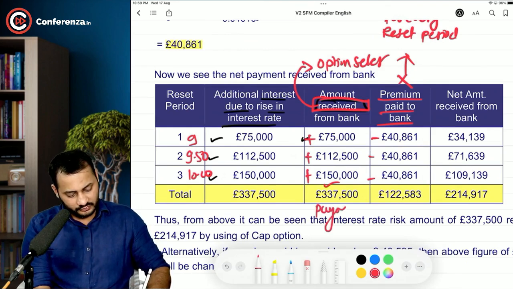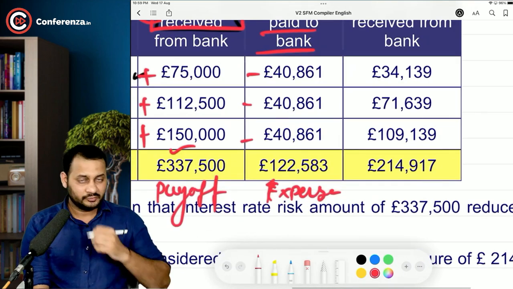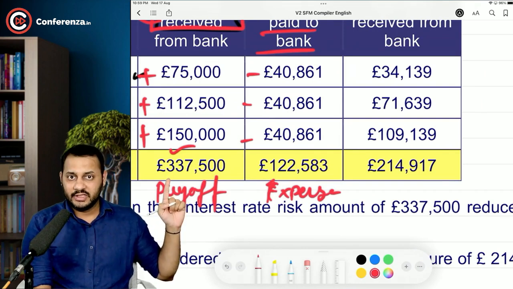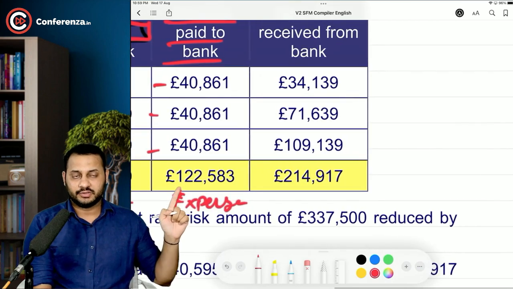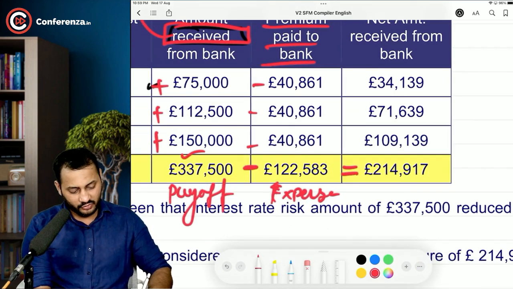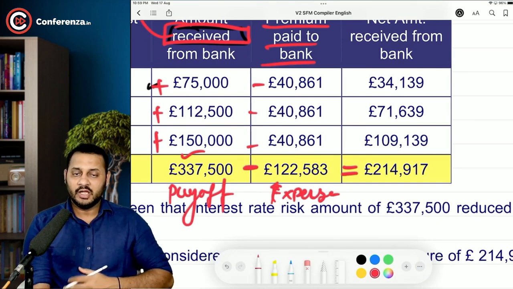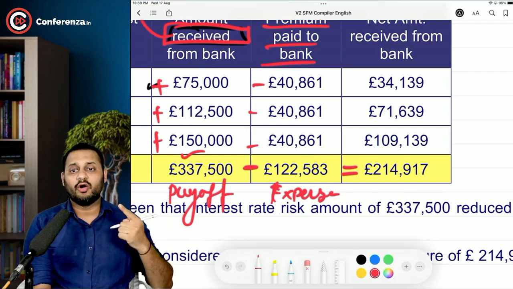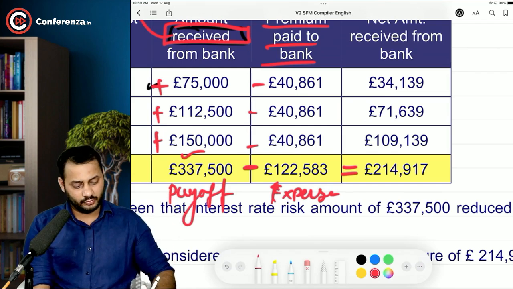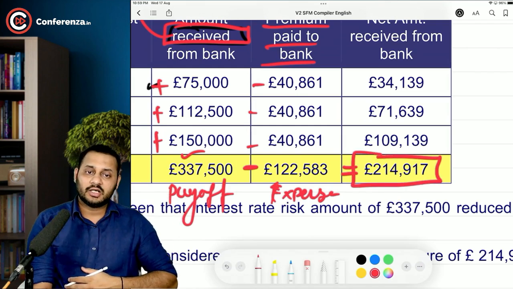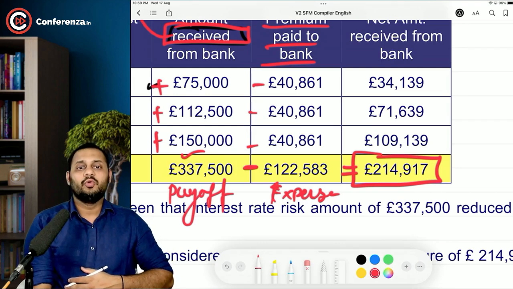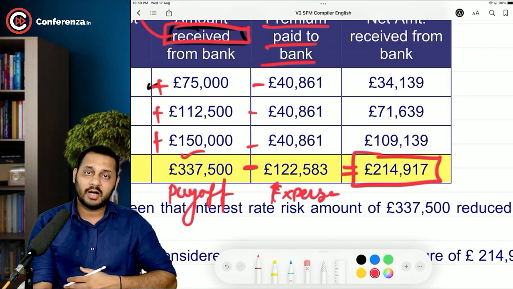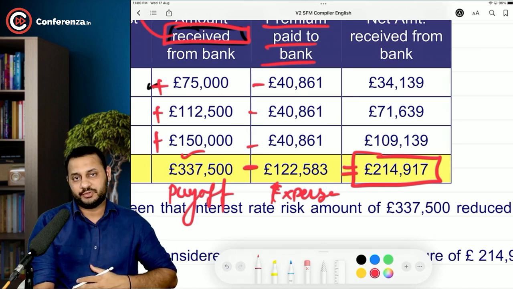So this is payoff, this is expense, and you can clearly see that this is what you have received by paying this much. So the net amount that you have received is 214,917. Had you not taken this cap option, you would have lost 337,500. To be very specific, 214,917 pounds is what you saved through this cap option.